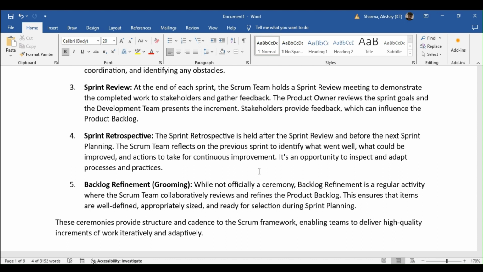The fourth one is the sprint retrospective. The sprint retrospective is held after the sprint review and before the next sprint planning. The Scrum team reflects on the previous sprint to identify what went well, what could be improved, and the actions to take for continuous improvement. It is an opportunity to inspect and adapt processes and practices.